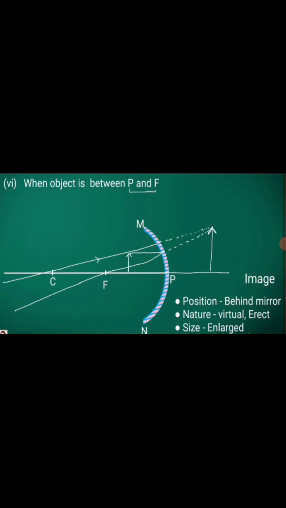Okay, and just observe the nature of the image. The image is erect. Erect means it is virtual, as I have said. Since it is behind the mirror, it is a virtual image. It cannot be caught on the screen. What about the size of the image? Image size is enlarged. Okay, these are the six conditions we are going to learn about the concave mirror.